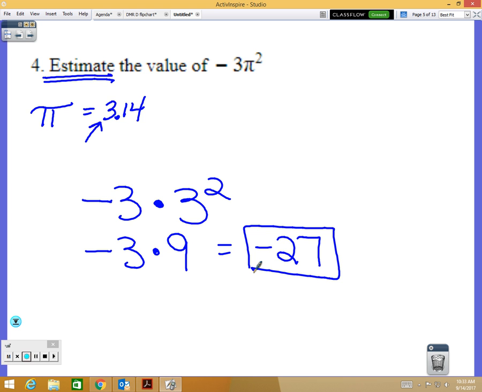Any questions about that one? I see some people writing, so I'm going to give them a second. The answer would be negative 27. And now this one is a multiple choice answer on the test, so that'll probably make it a little bit easier for you, okay? But pi is going to be in there, so just keep in mind that you just want to use the 3 for pi. Okay?